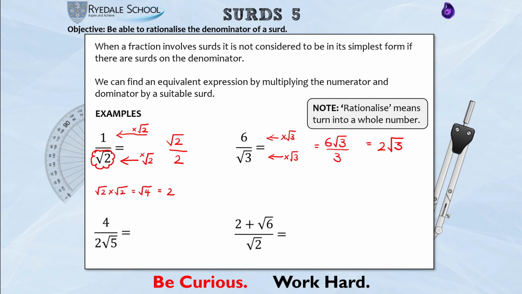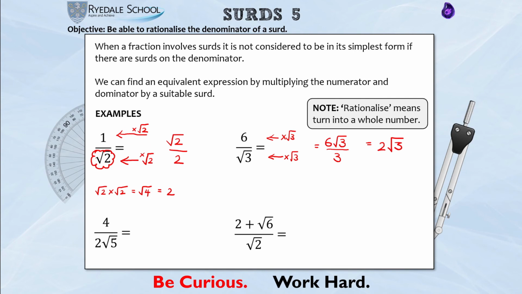We have 4 divided by 2 root 5. What do you think we need to multiply this one by? Now, I think there'll be 1 or 2 of you that think we need to multiply by 2 root 5, but actually we don't need to. We can just multiply by root 5.